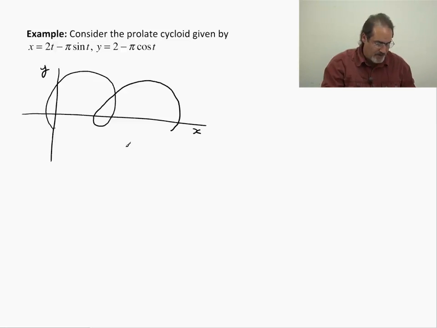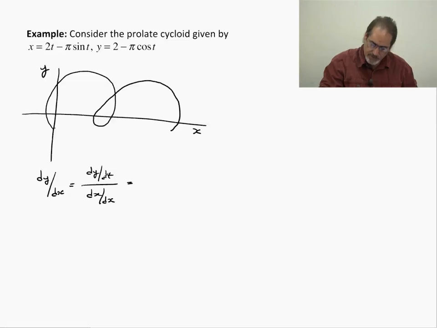So what I want to do is find the derivative as a function of t. So dy/dx is equal to dy/dt over dx/dt. So dy/dt, here's y, is going to equal pi sine t, divided by the derivative here, which is 2 minus pi cosine of t.